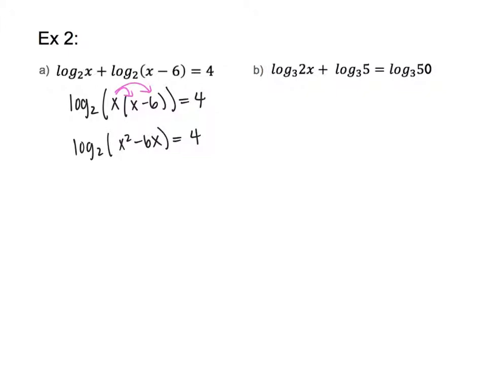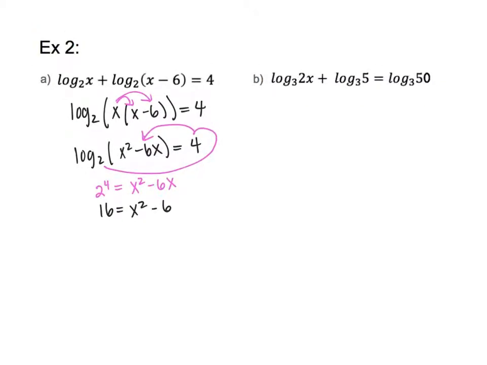All right, now I just have one log here, and it's by itself. So I can use the heart method to change it to an exponent. So I'm going to go ahead and do that. So we have 2 to the 4 equals x squared minus 6x. And so 2 to the 4th power is like 2 times itself 4 times, that's 16.